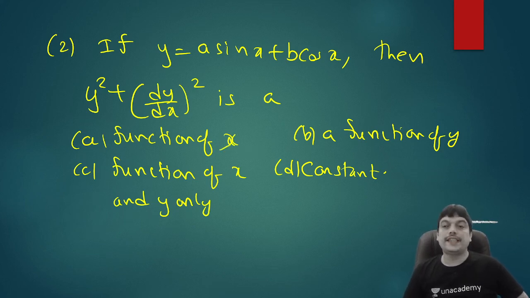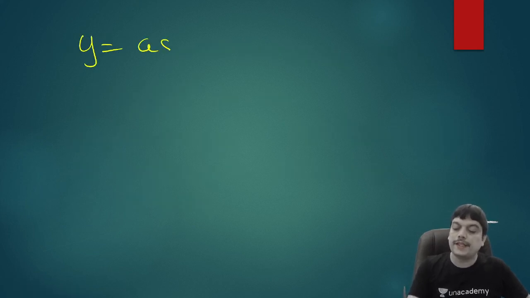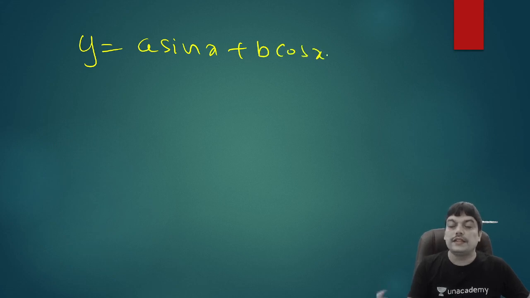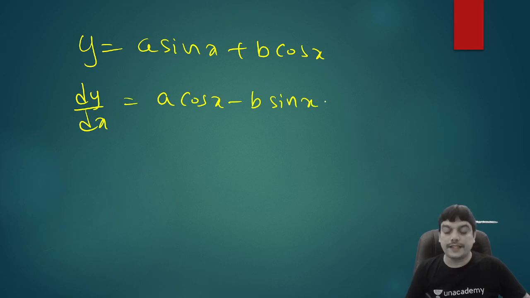So y is a sin x plus b cos x. You'll have to find out y square plus dy by dx whole square. To do this, you have to know simple differentiation formulas. Like you know that sine has a derivative cos, cos has a derivative minus sine. We'll have to do it based on that. So let us start with y equal to a sin x plus b cos x. The derivative of this is dy by dx equal to a into sine will have a derivative cos, and cos will have a derivative minus sine. So that is dy by dx.